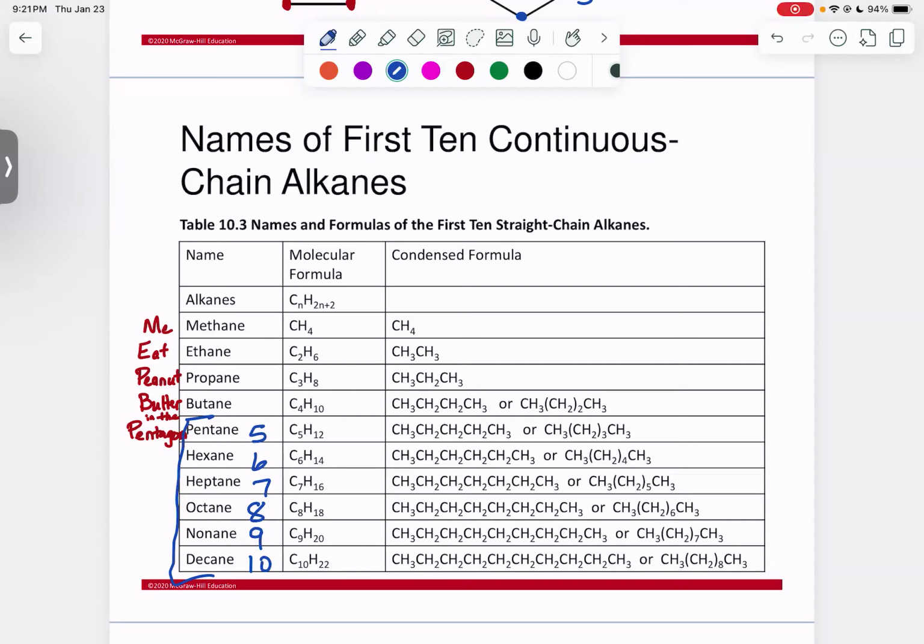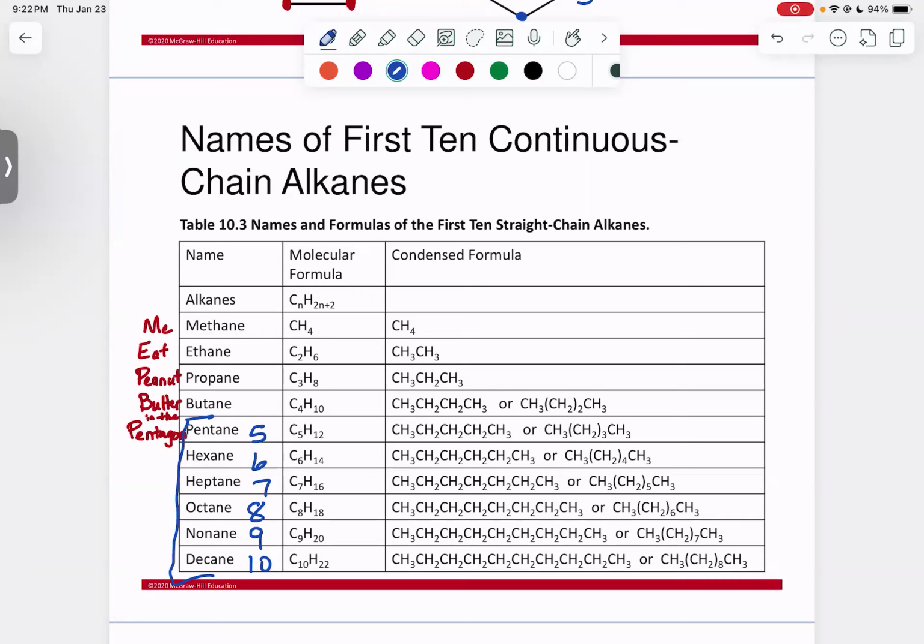Usually if you were naming covalent compounds, you would say if there was only one, it would be mono. If there were 2, it would be di. But we don't do that for the first 4 carbons in alkanes. We call 1 meth, 2 eth, 3 prop, 4 but. And so you have to learn those.